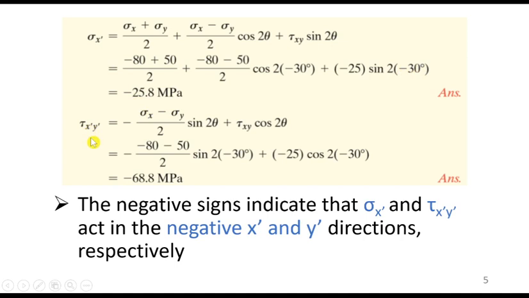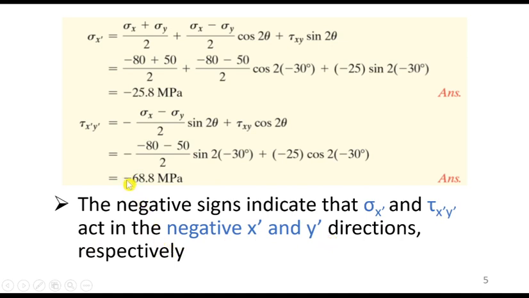Similarly, for equation 9.2, tau x prime y prime is equal to minus sigma x minus sigma y by 2 into sine 2 theta plus tau xy into cos 2 theta. So minus 80 minus 50 by 2 into sine 2 into minus 30, plus minus 25 because tau xy was minus 25, cos 2 into minus 30. Just using the calculator you will find the value minus 68.8 megapascal. The negative sign indicates that sigma x prime and tau x prime y prime act in the negative x prime and y prime directions respectively.